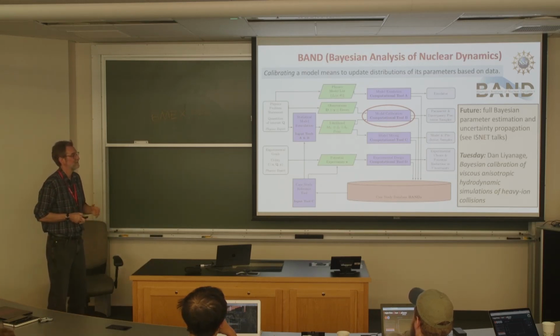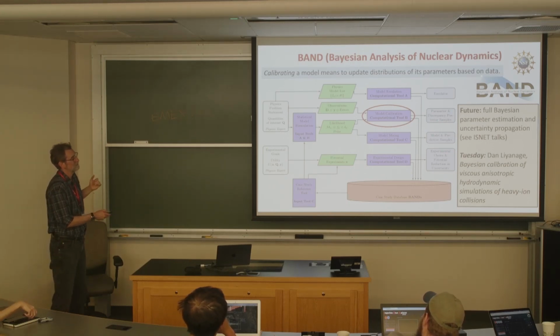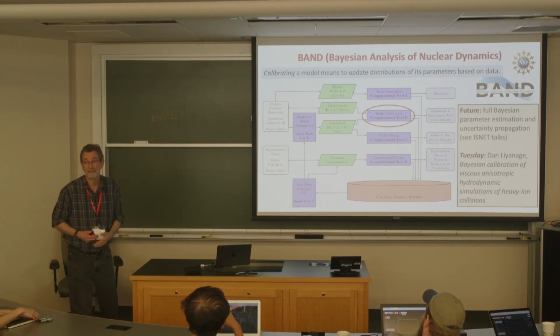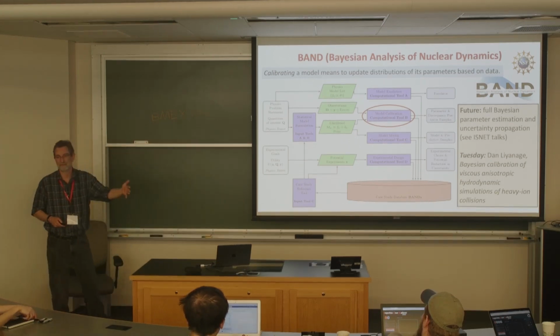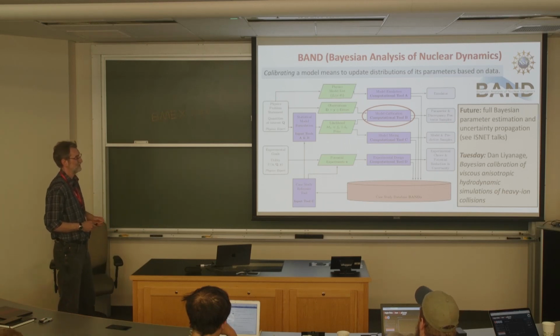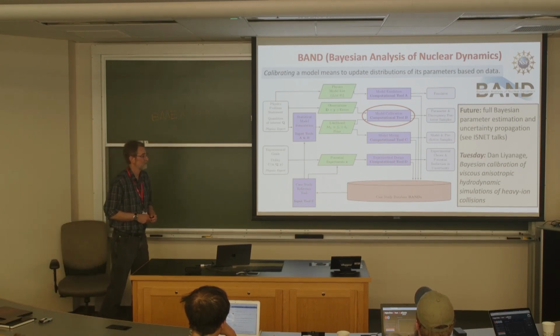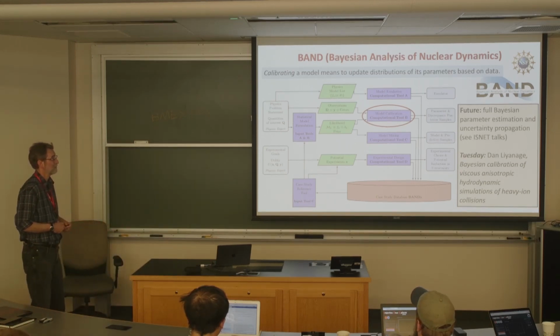Now you want to calibrate your parameters, meaning update the distributions based on data, including model uncertainties and things. So you'll see, at least in some of the talks, that this is now realized, that everything is together. You wouldn't see that even a couple of years ago in most of the subfields. Dan will be talking on Tuesday about very nice work on doing Bayesian calibration for heavy ion collisions. So look forward to that.